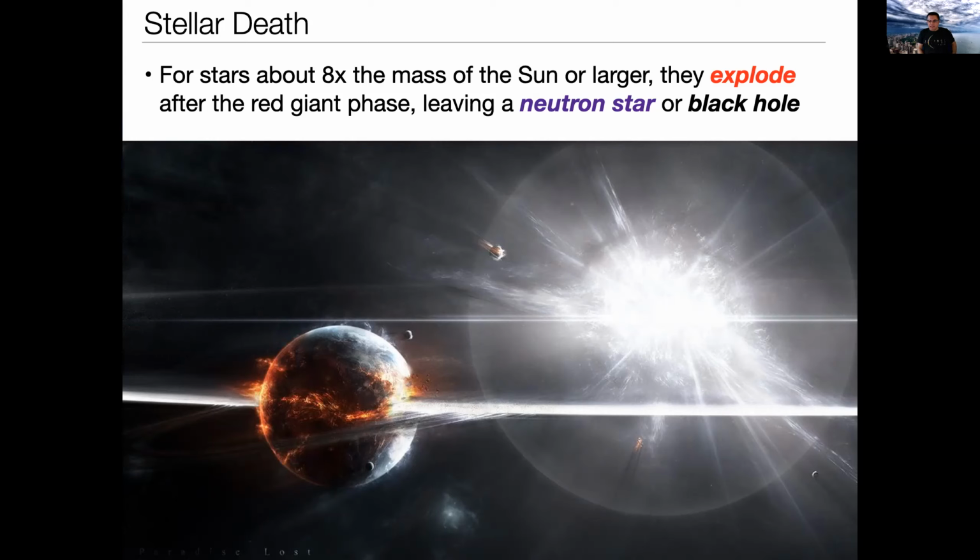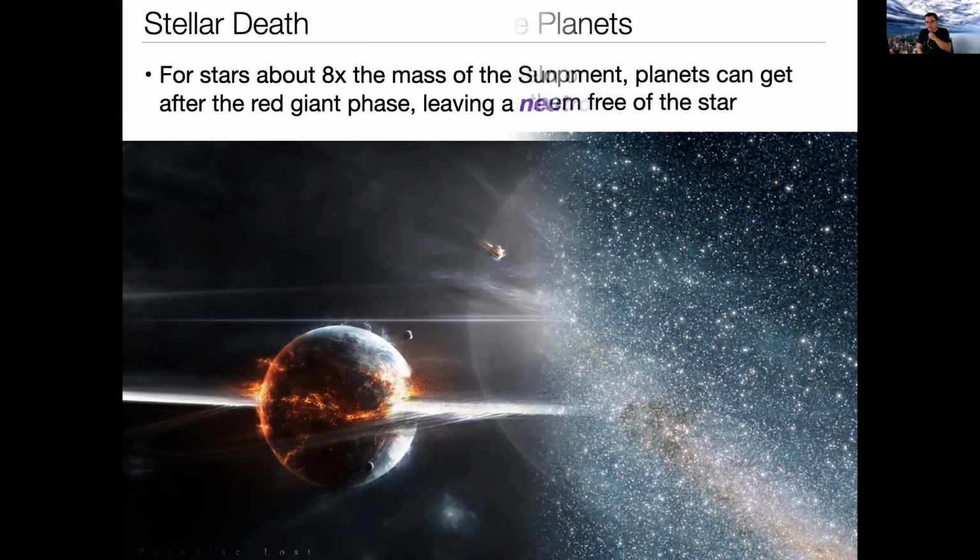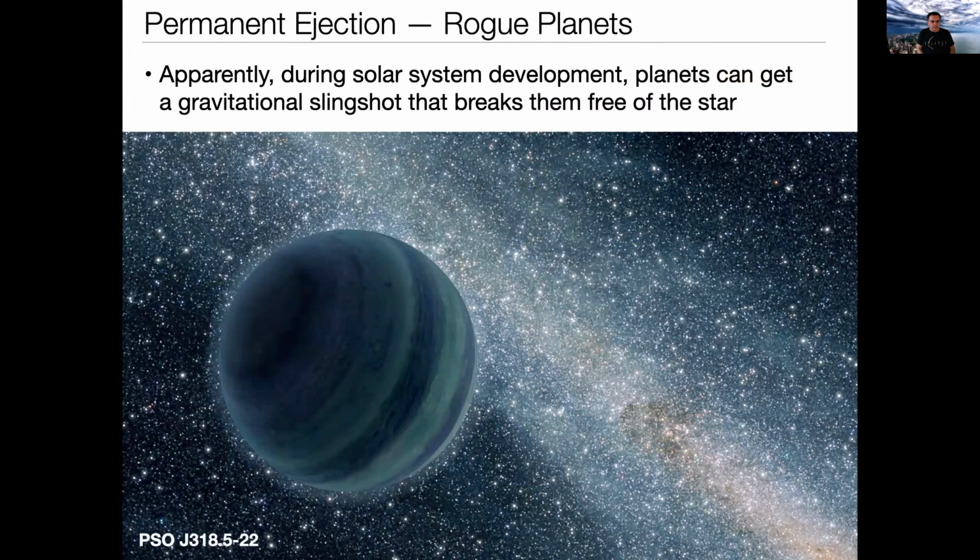So the last catastrophic event that I want to talk about is actually one that I like a lot. Okay, and I like it not because it's catastrophic, but because it tells us something very fundamental about the nature of the formation of planets in the galaxy. Okay, so the last catastrophic event is the permanent ejection of a planet from the solar system as it's forming.